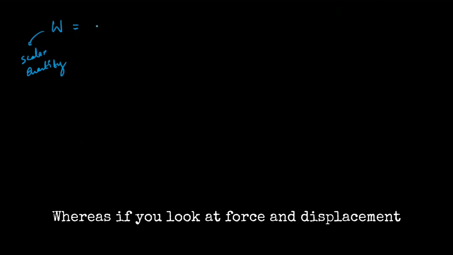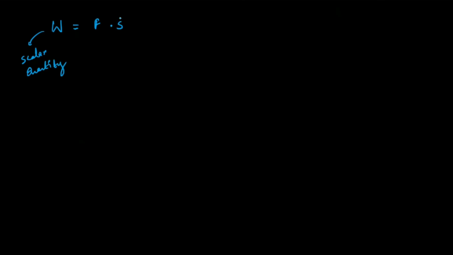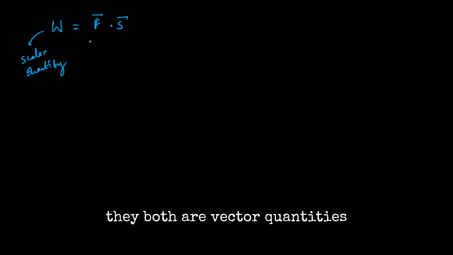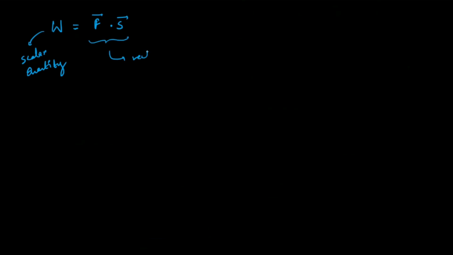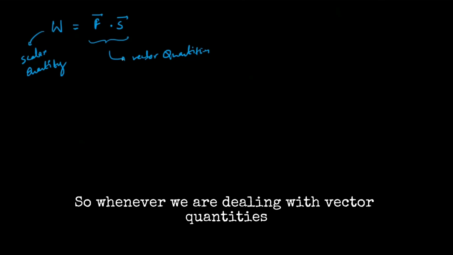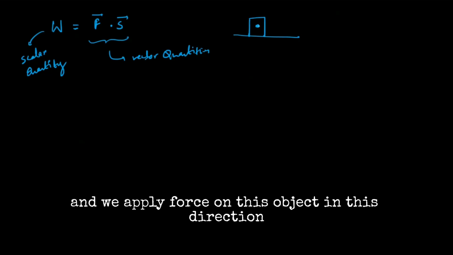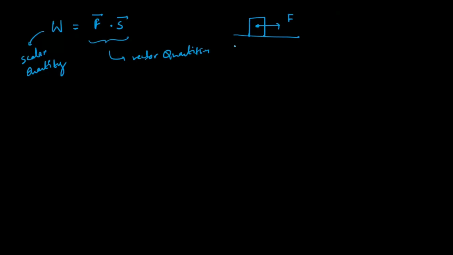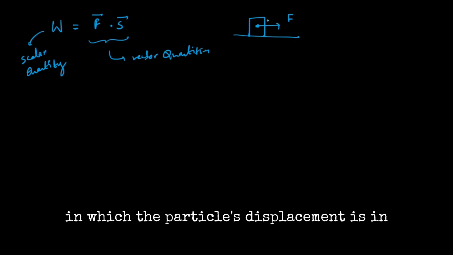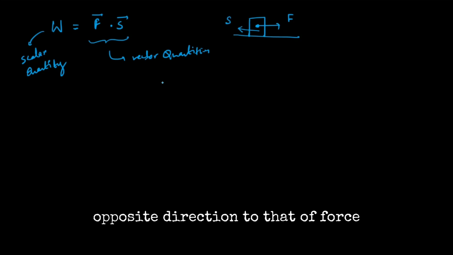Whereas if you look at force and displacement, they both are vector quantities. So whenever we are dealing with vector quantities, the direction matters. Like for example, this is an object and we apply force on this object in this direction. What are the possible scenarios in which the particle's displacement is in opposite direction to that of force?